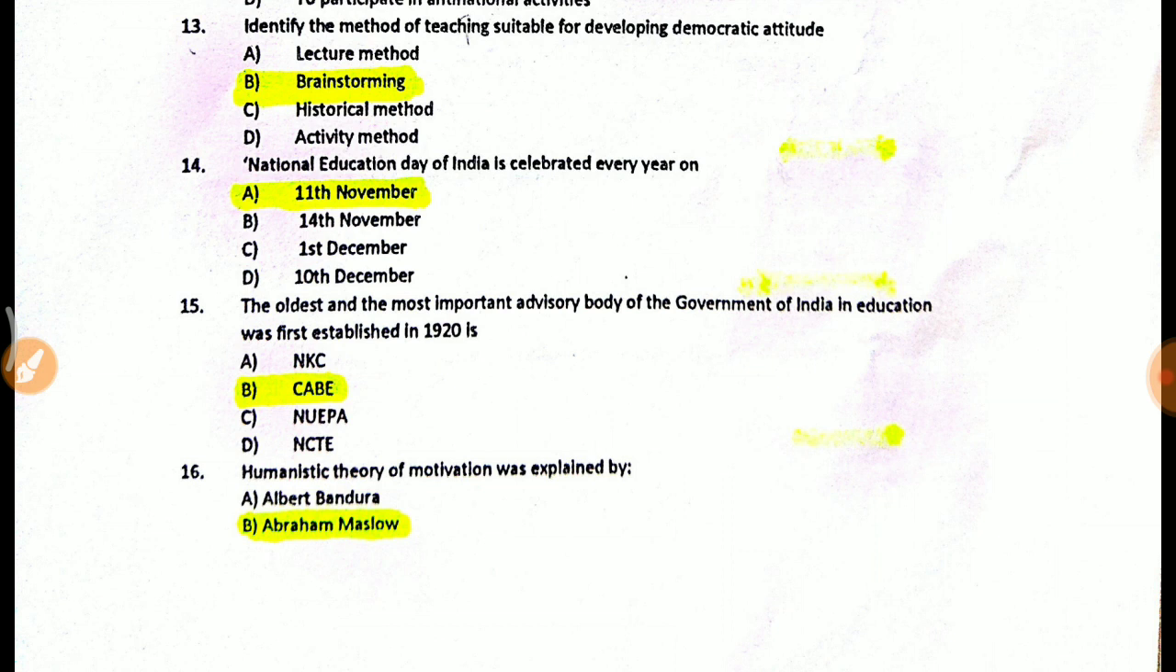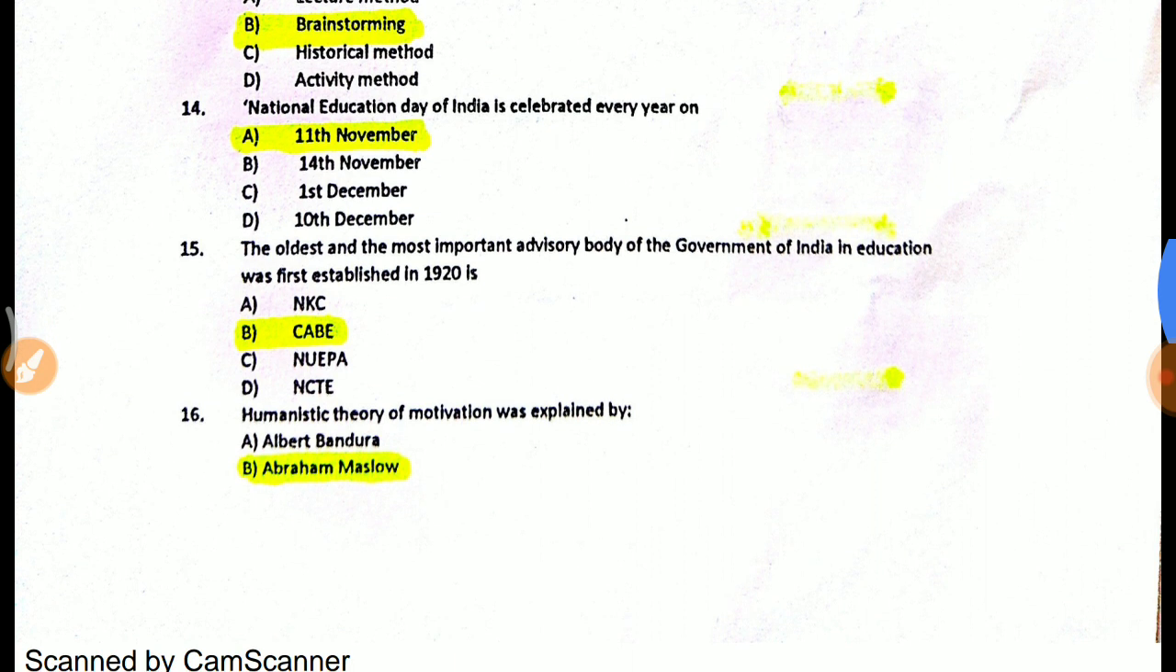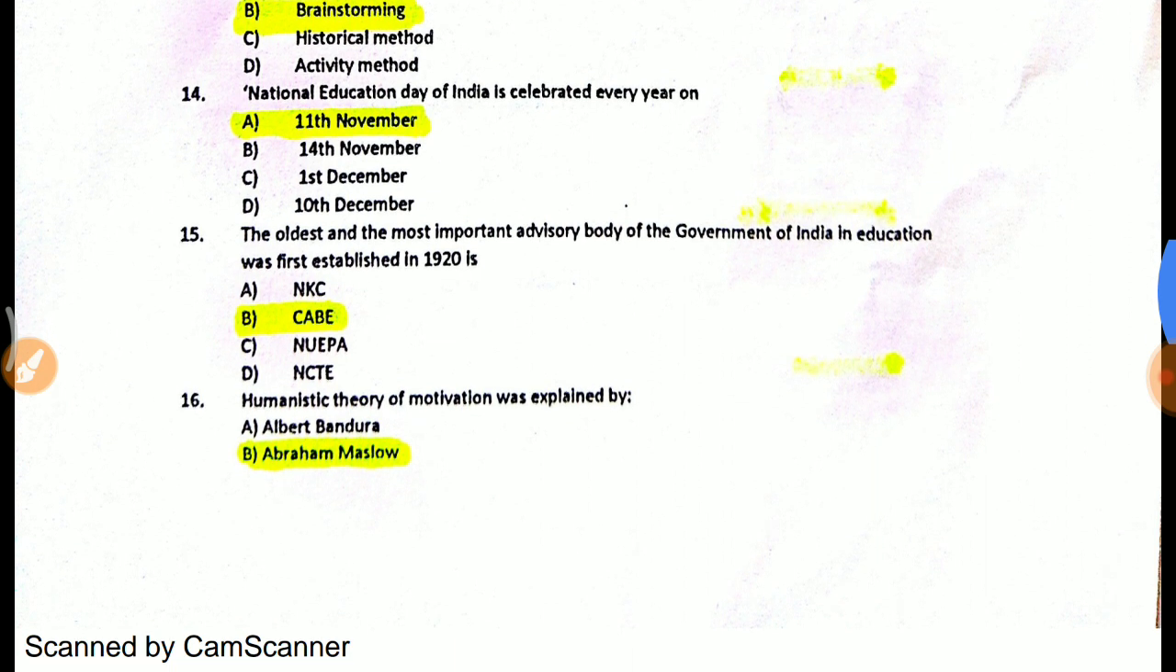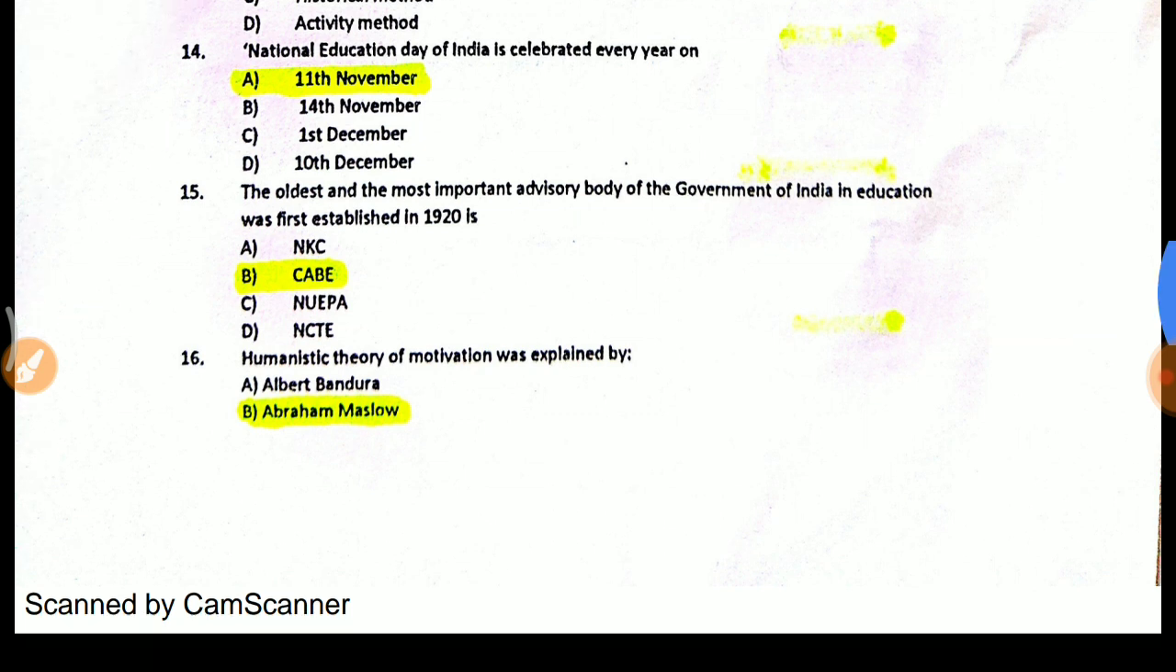15. The oldest and the most important advisory body of the Government of India in education, first established in 1920s, is CABE. CABE is the oldest and the most important advisory body of the Government of India in education.